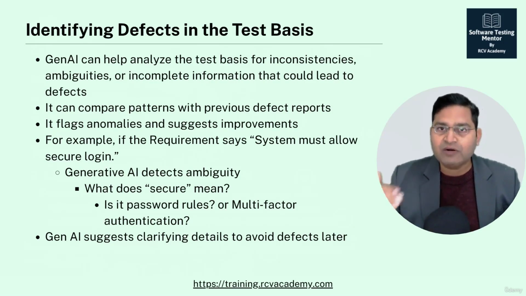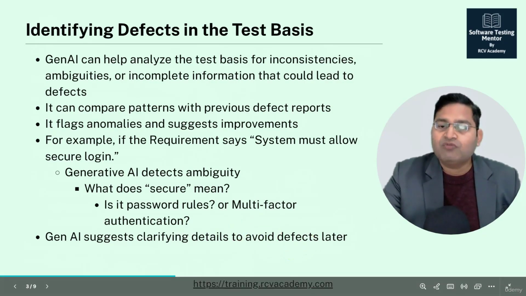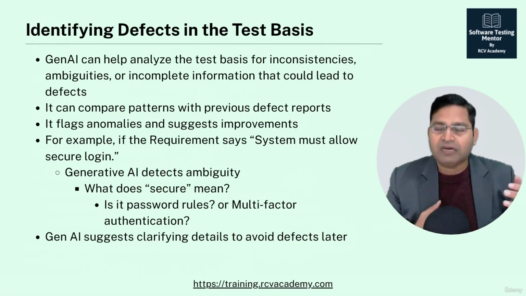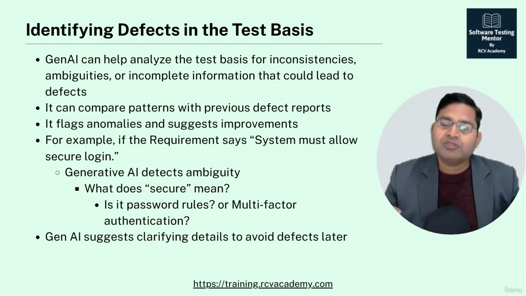And once you figure out these ambiguities quickly, then the work that you used to do in a couple of hours or days can be done very quickly, and you can put more effort where your thought process as a tester, your testing mindset, is required more. Okay. Now, Gen AI suggests clarifying details to avoid any defects later. All right. So once you do this, you have won half the battle, and from here on, you can use your testing mindset to further analyze the documents.